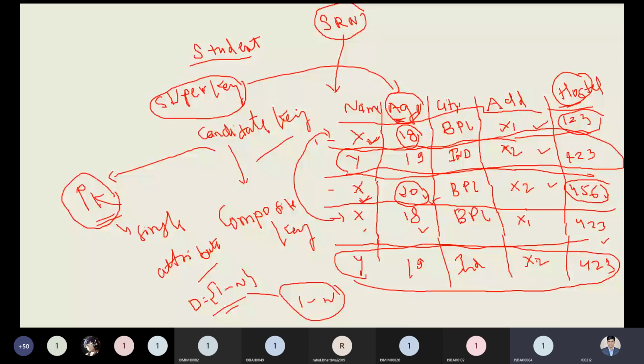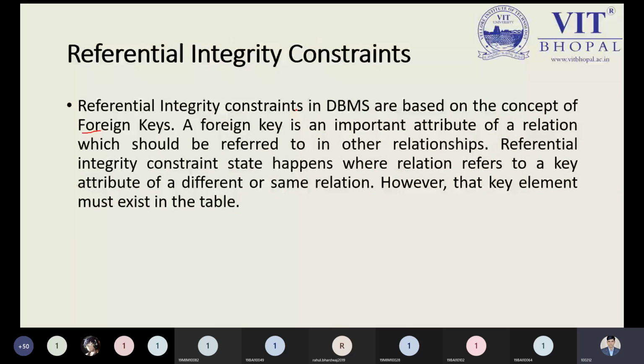Okay, so I'm just coming back to this example, and we were on the referential integrity constraint. So what is meant by the foreign key? Again, we have the fourth kind of key. We have seen the super key, candidate key, and the primary key. But now the question comes to our mind: what is a foreign key?